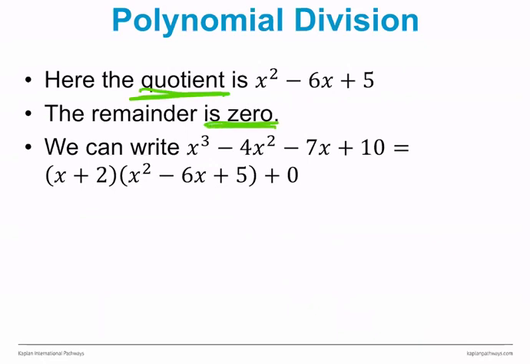Okay? I just put it as Q. You need to write it like the quotient equals this, and the remainder equals this. And also, we can write it in this format as x plus 2. This is the factor that we divided by. And x squared minus 6x plus 5, this is the quotient. And plus r, that's the remainder, 0.